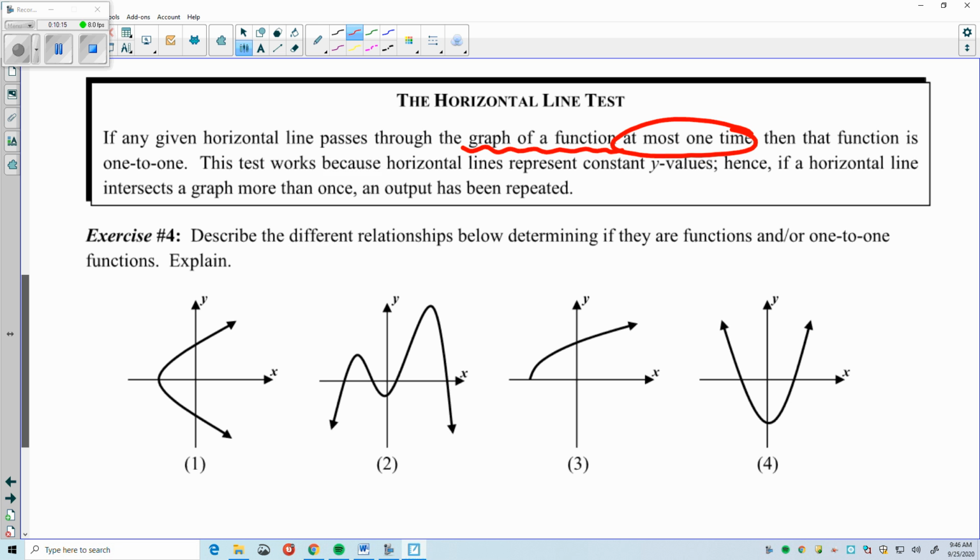Then if we proceed to do the horizontal line test and it only hits it once, then I can call it 1 to 1. All right, and it's because it's representing constant y values here. So if a horizontal line intersects a graph more than once, the output has been repeated.